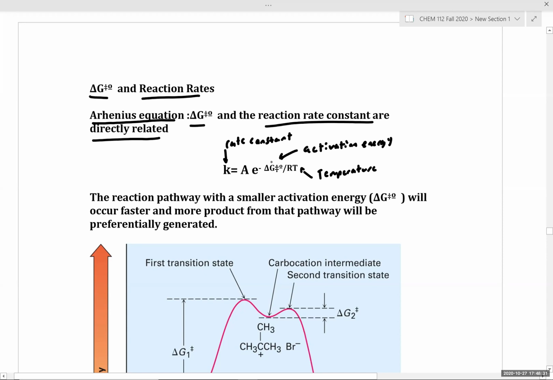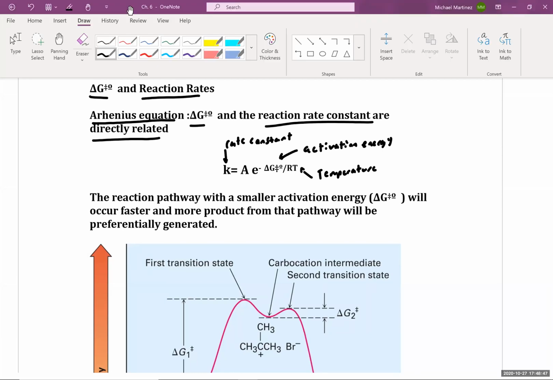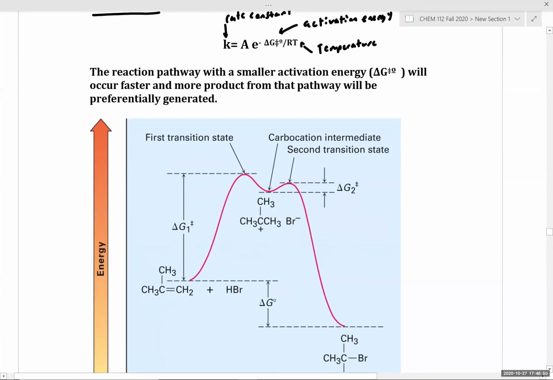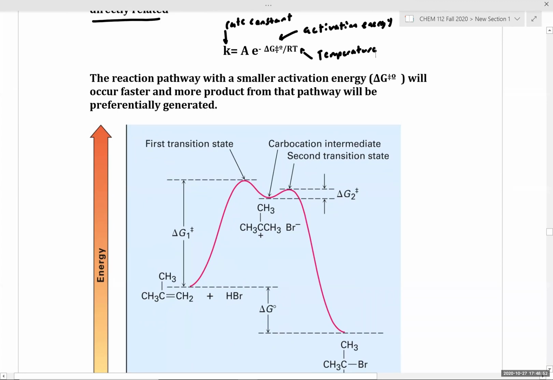And because this is an exponential term, minor changes in reaction activation energy and minor changes in temperature can result in dramatic changes in reaction rate. Now, one consequence of this equation that we can readily note is that the reaction pathway with a smaller activation energy will occur faster, and more product from that pathway will be preferentially generated in most cases.